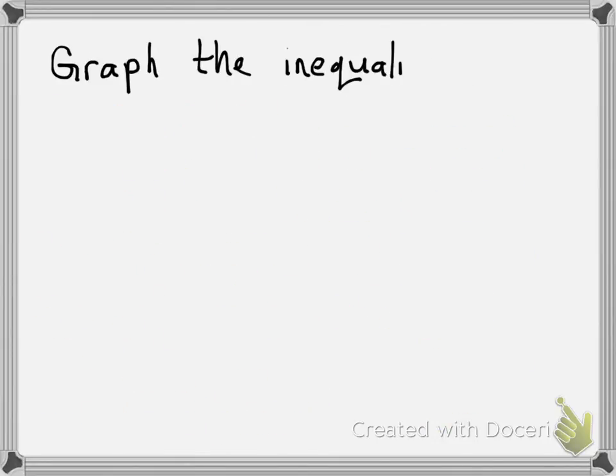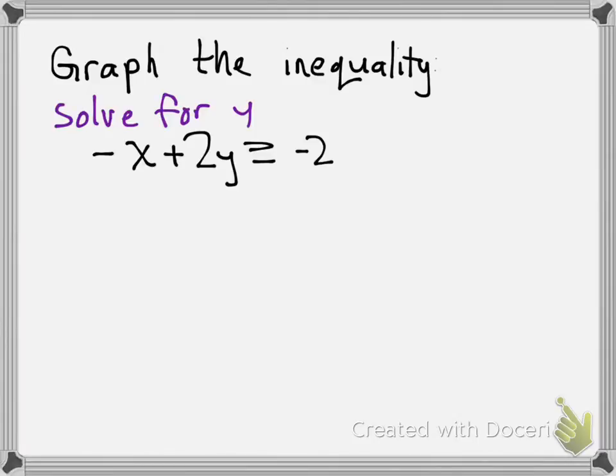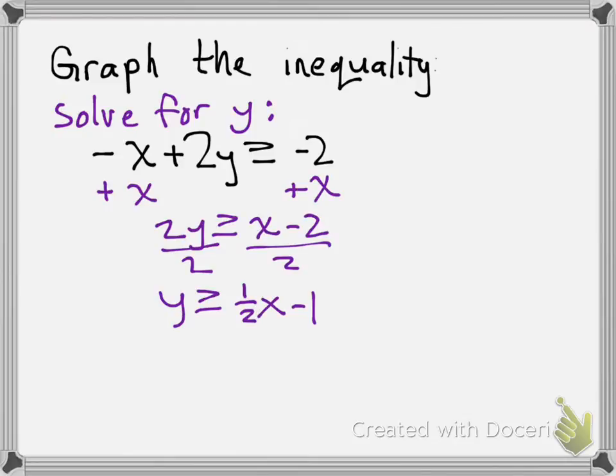For our next example, we're going to graph the inequality negative x plus 2y is greater than or equal to negative 2. Before we can graph this, we want to solve for y, which means get the y by itself by adding x to both sides and then dividing by 2 on both sides, so that we have y is greater than or equal to 1/2 x minus 1.